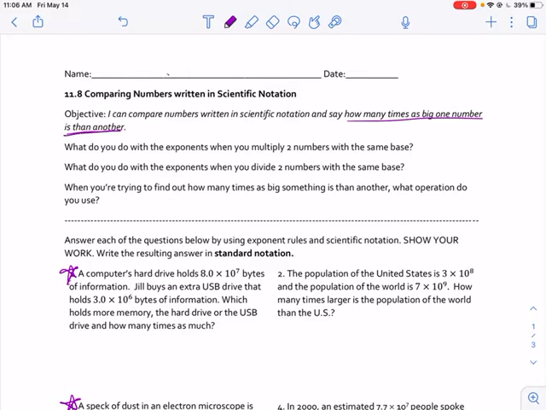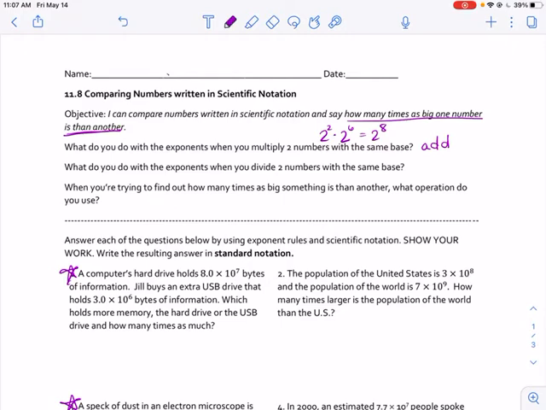So we need to review a few things that we do with exponent rules and what it means to say how many times as big one number is than another. First, what you do with exponents when you multiply two numbers with the same base is you add them. The base is the same, and then you add the exponents. So 2 squared times 2 to the 6th is 2 to the 8th. And I explain how to do that in another video.